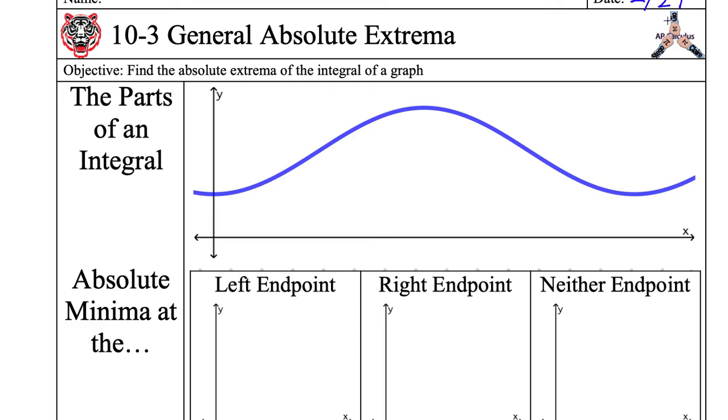So, parts of the integral, let's do some review. Where do I have mins and max? Where are my relative extremas? Right there, right there. I think you're pointing to this spot right here and that spot right there. Is that right, Gio? Yeah, that one also counts. So what are these called again?